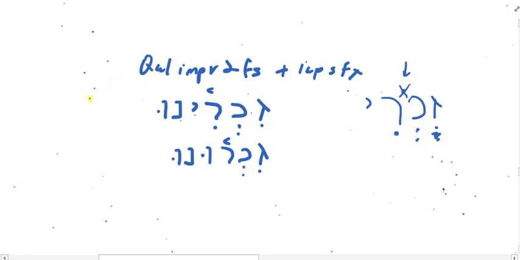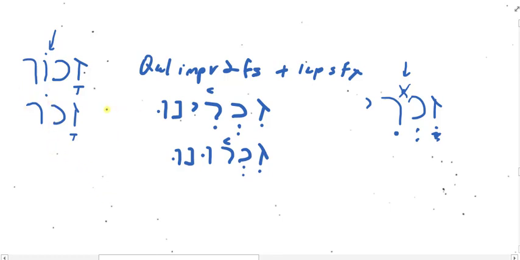So in those cases, would it not reduce? Yeah, so like if I had zakor, which is the infinitive absolute, that's historically long. It could be written defectively like that, okay? But it'll never be anything besides one of those two. Yeah, because it can't reduce.